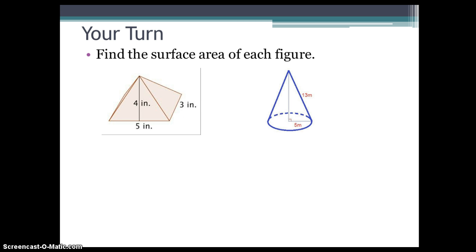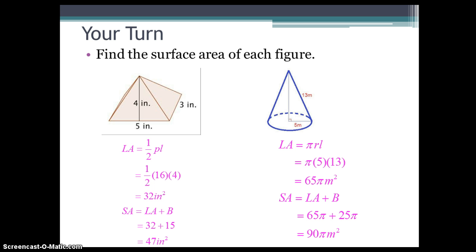Alright, your turn. Find the surface area of each figure. In the first one, you should have gotten 47 inches squared by finding the perimeter of 16 and multiplying that by the slant height of 4. And then adding the area of the base, 3 times 5, which is 15.